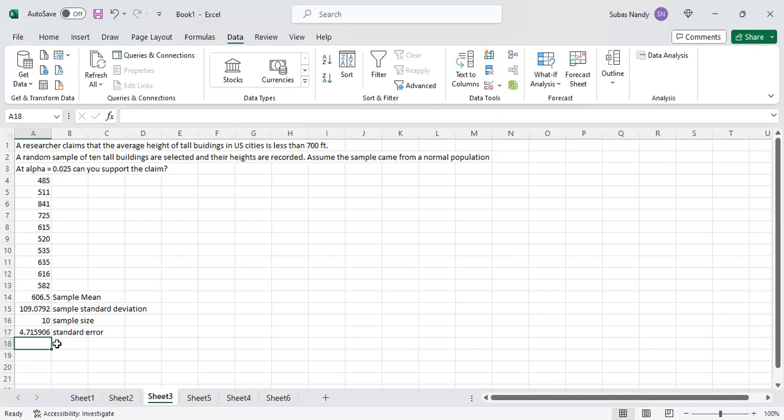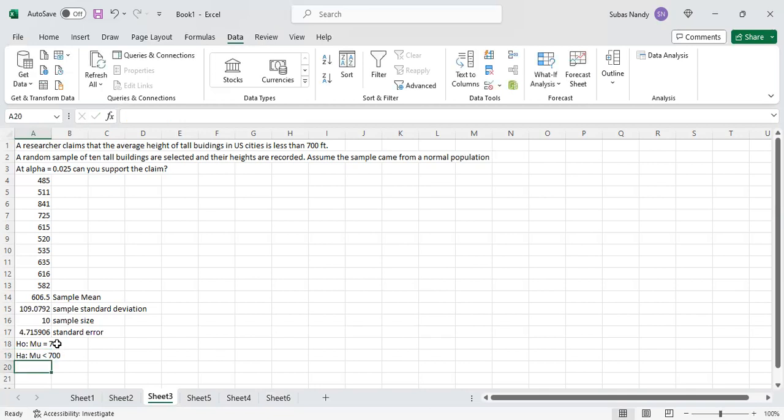Now we will calculate the test statistic. Before we calculate it, let me write the null hypothesis. The null hypothesis is mu, the population mean, equal to 700 feet. And the alternate is mu less than 700, right? Because a researcher claims that the average height of tall buildings in the US cities is less than 700 feet. So the alternate is mu less than 700.